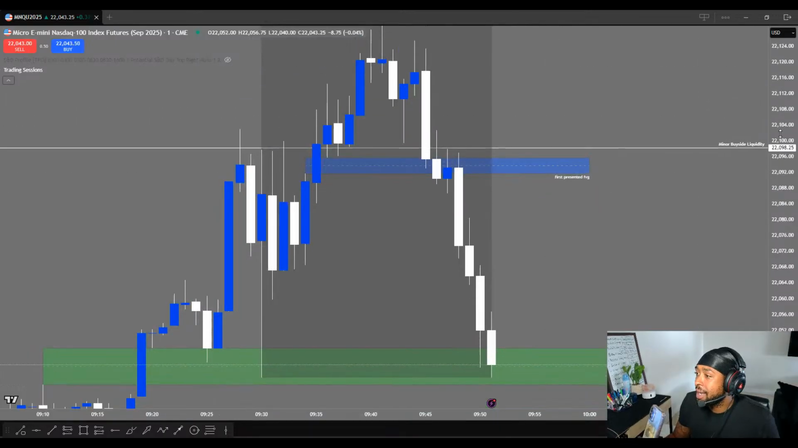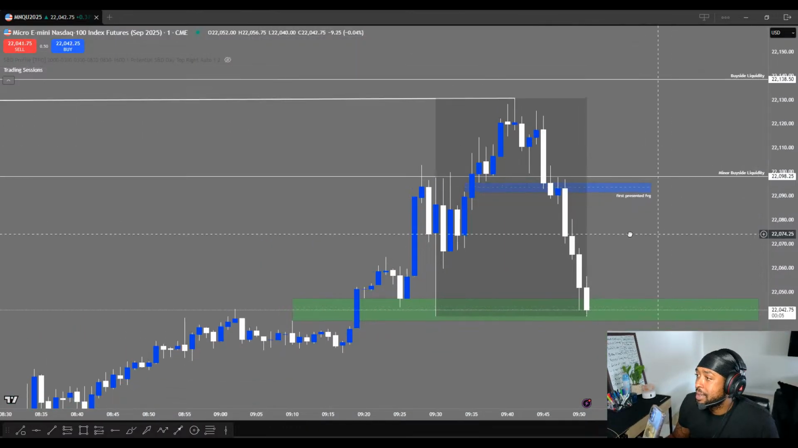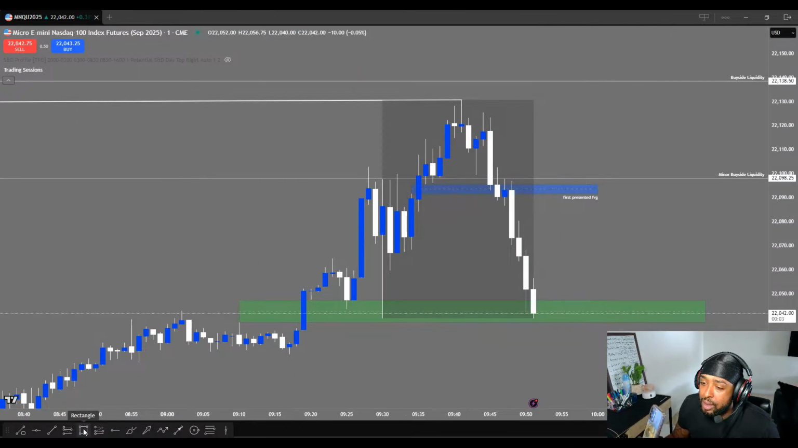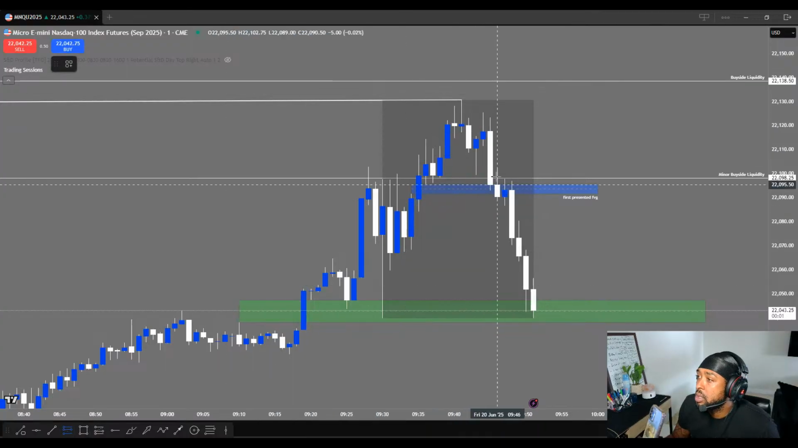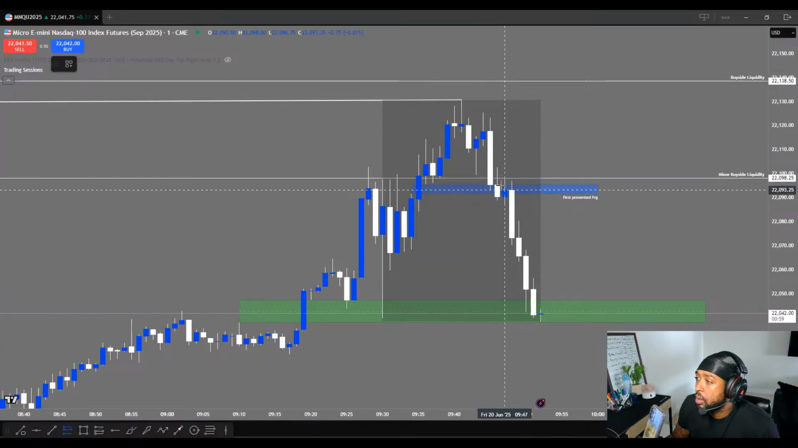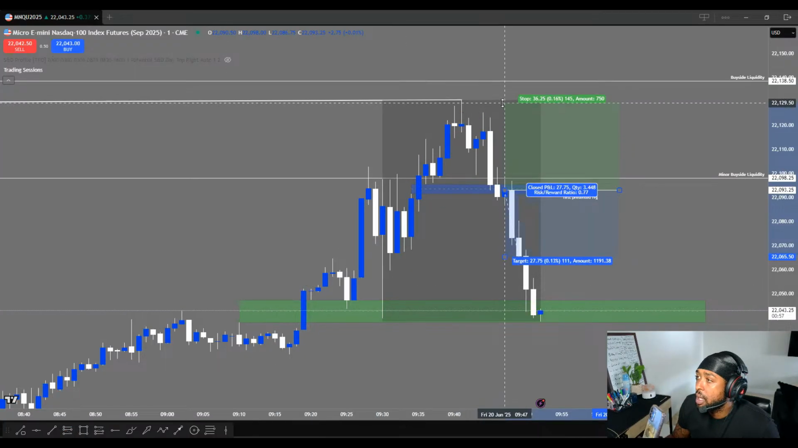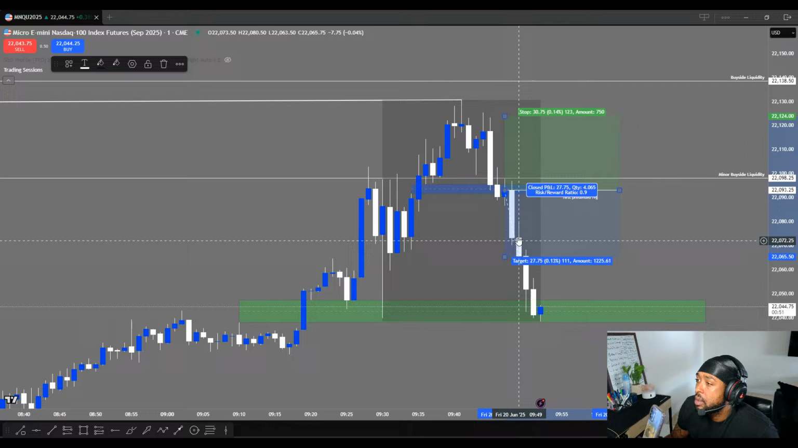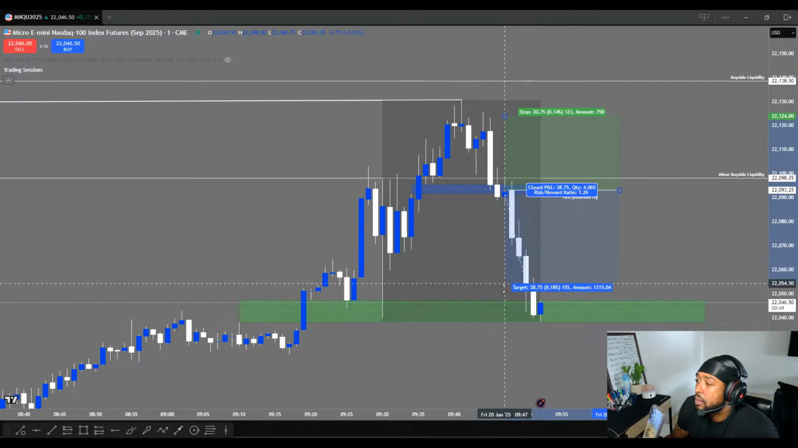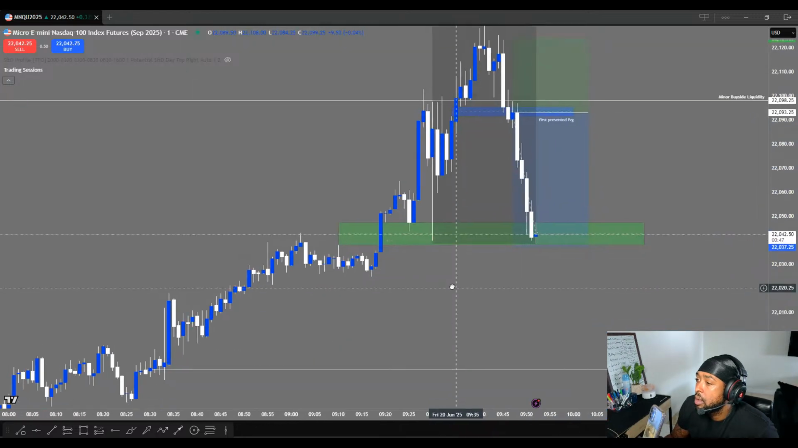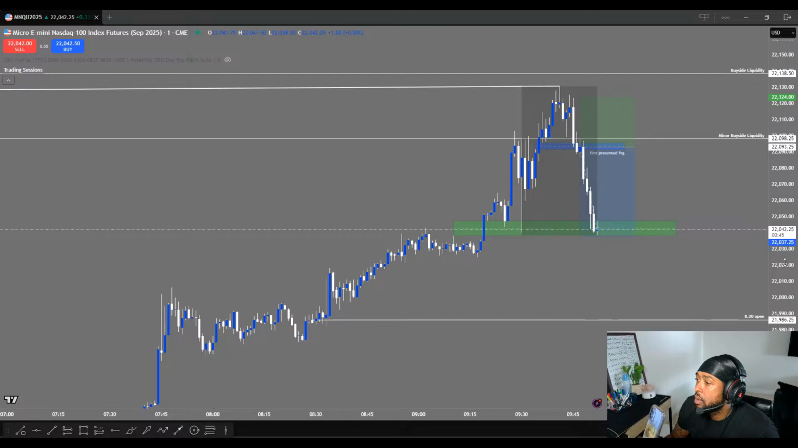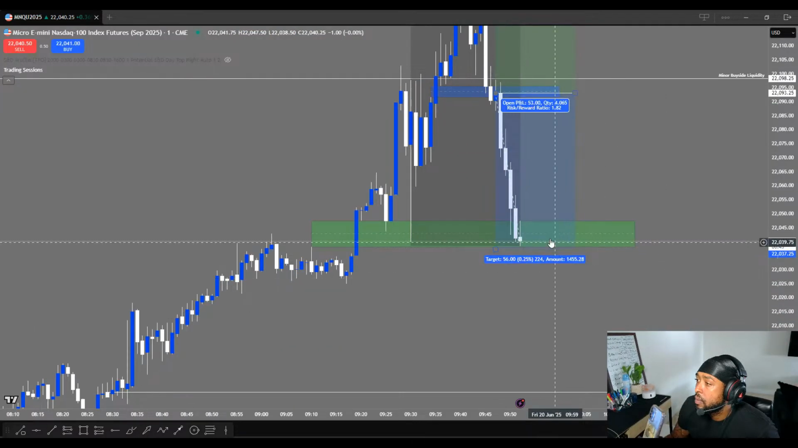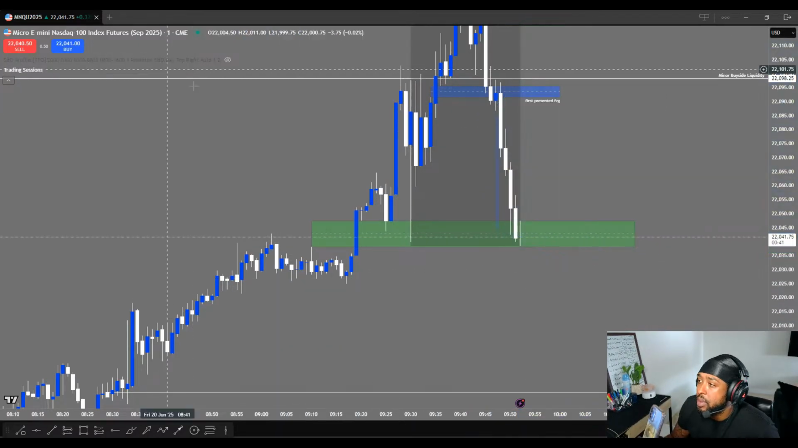Oh my God. Look at that. That was perfect. Let me see how much the risk reward. So let's say I would have got in here. Stop loss would have been at the high, depending on where you would have got in at. Damn, I missed the trade, but it's cool though.